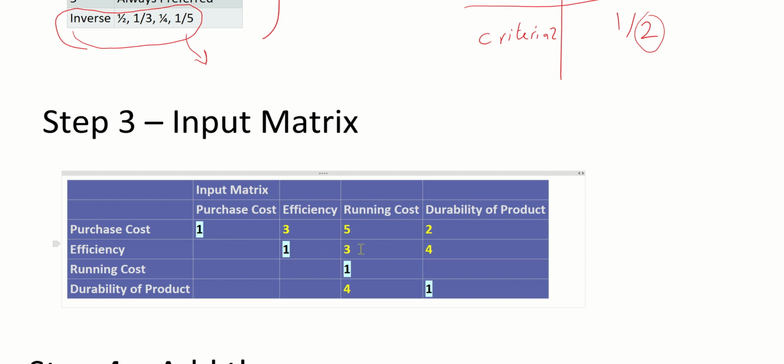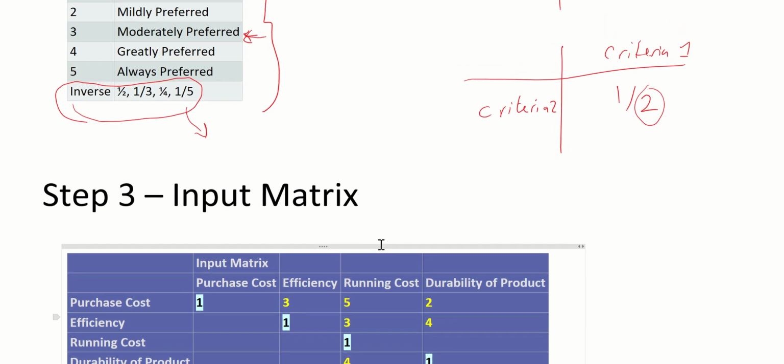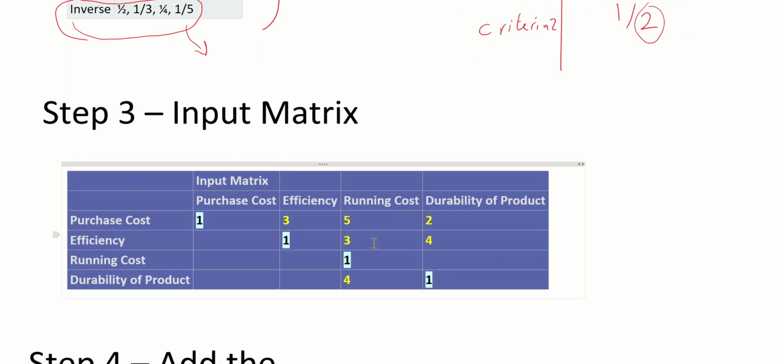When it comes to running costs, you do have that preference of efficiency over running costs. So you associate it with a number 3. That's moderately prefer. So you moderately prefer efficiency relative to running costs. That's why I have a number 3. And then I put a number 4 over here for durability of product.